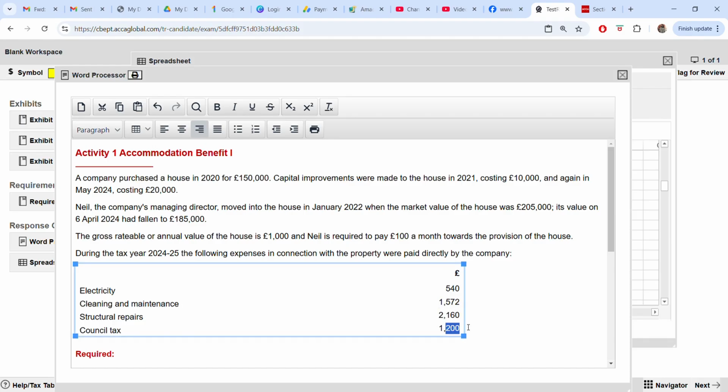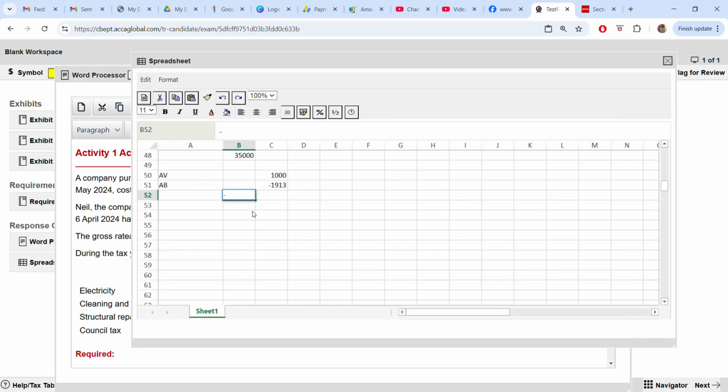But what about the structural repair? Why aren't we taking the structural repair? Because this is the cost to the employer. It is the cost to the landlord. Landlord has to incur this cost. It is not an employee. The structural repair, so this you can't take. It's a capital expenditure. You can't take it. So only the electricity, cleaning and council tax you can deduct.